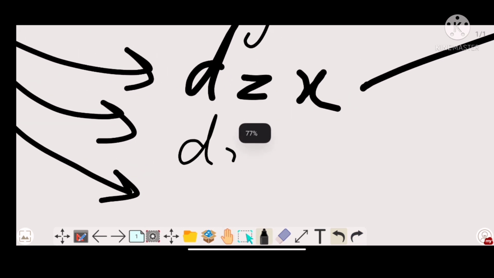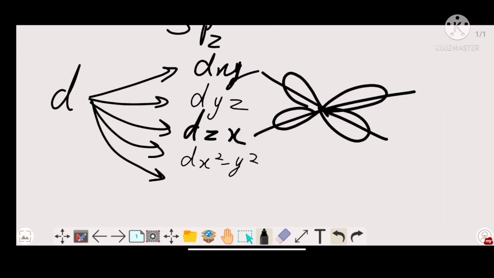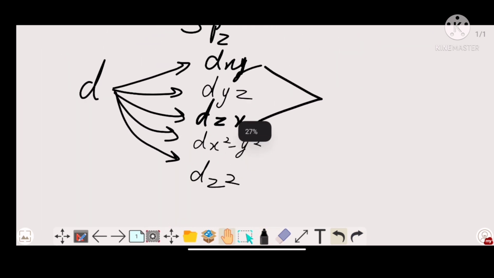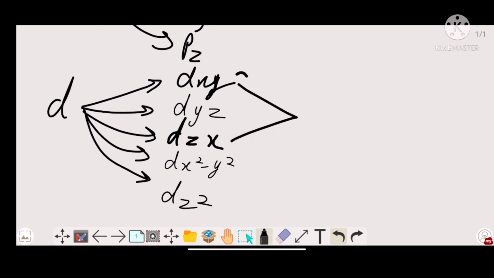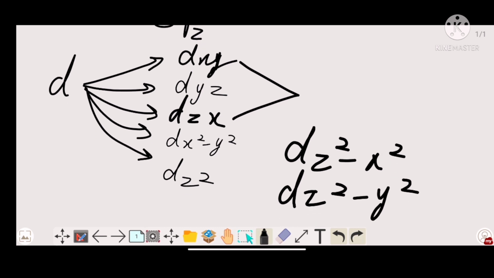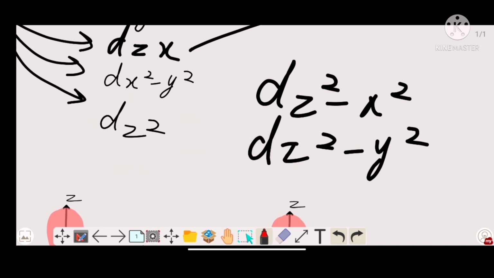While the fourth one is dx²-y². In this, the electron density is along the x-axis and the y-axis. Now, the last one, dz². You would observe that xy, yz, and zx are symmetrical, and here x²-y² is there. But what about dz²-x² and dz²-y²? These are also possibilities, because nature loves symmetry. When xy exists, yz and zx also exist. So if x²-y² exists, these must also exist. So here the idea came that dz² is the combination of these two orbitals.